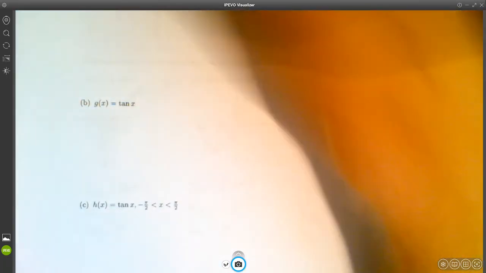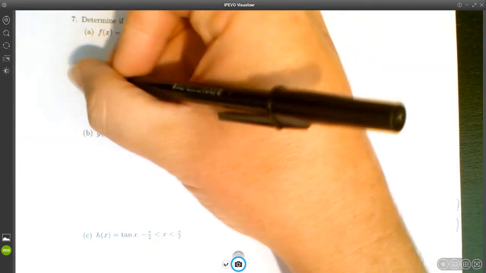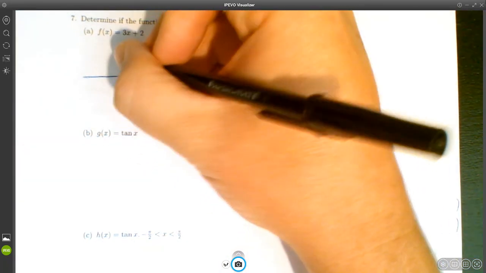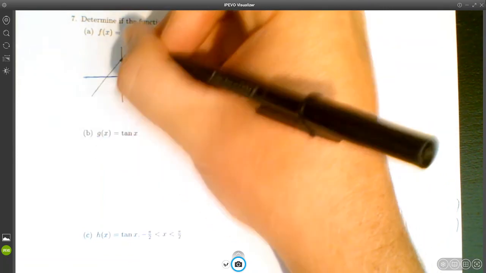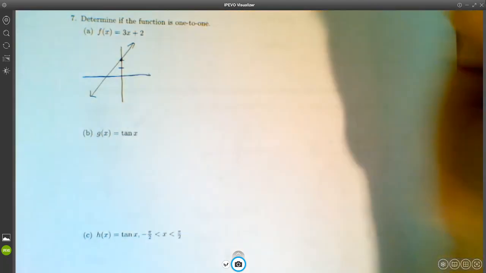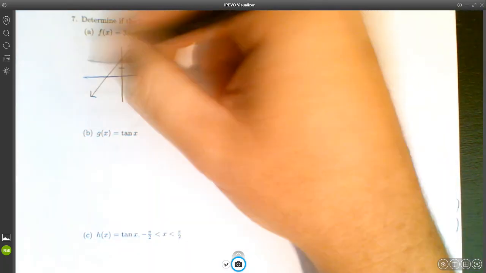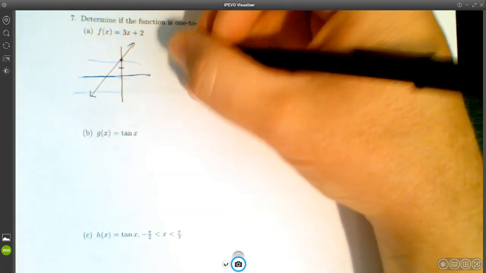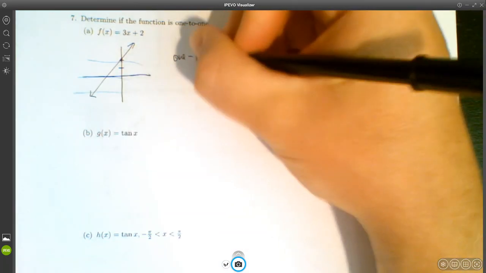For example, if we have the function f of x equals 3x plus 2, well, that's just a linear function. That's just a straight line, right? It has a y-intercept of 2 and a slope of 3, so it looks something like that maybe. That's clearly 1-to-1, right? It's going to pass the horizontal line test easily, right? So this is 1-to-1 for sure.